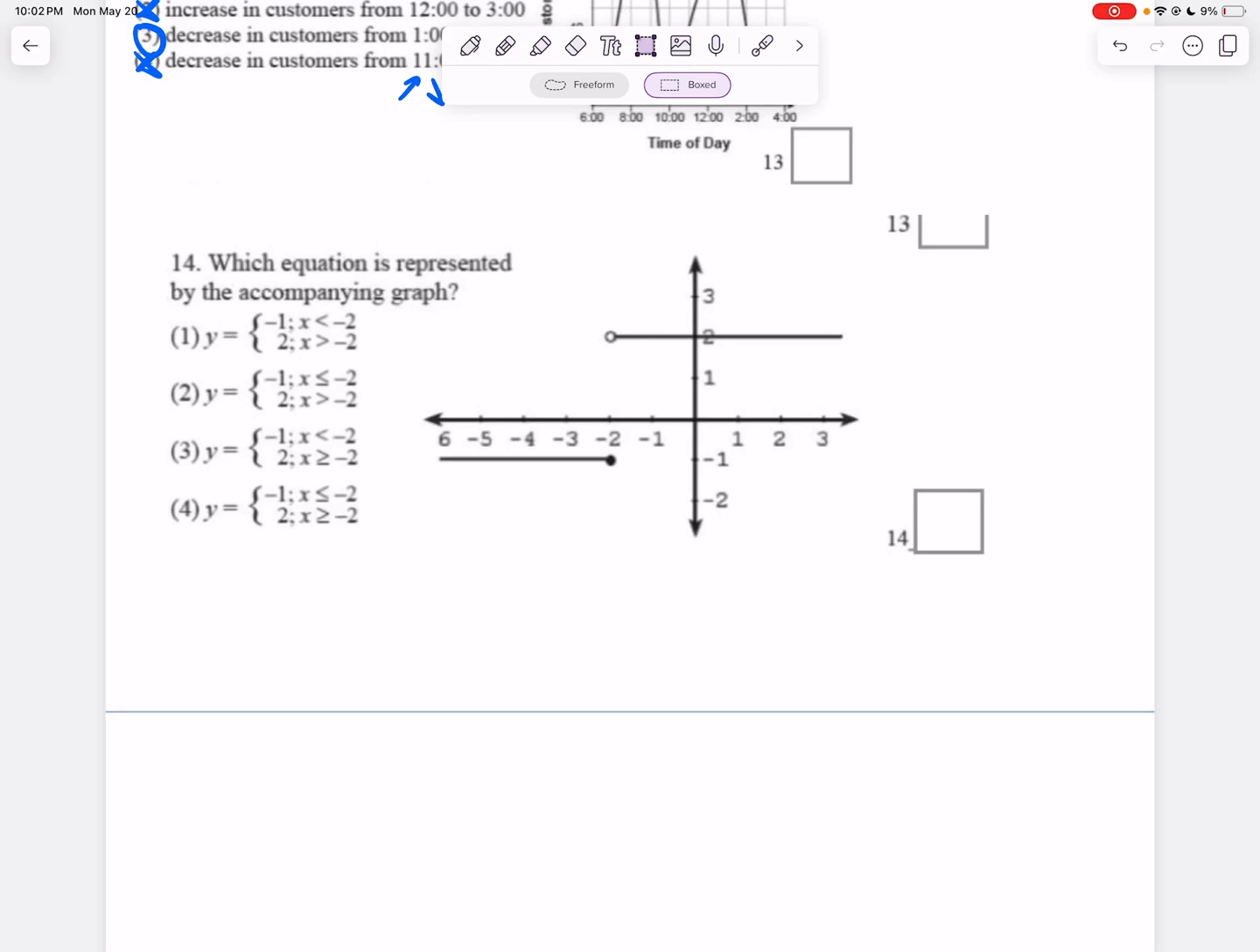All right, question number 14. Which equation is represented by the accompanying graph? So if we look at our graph, the first thing you should notice is that you have an open circle and a closed circle.